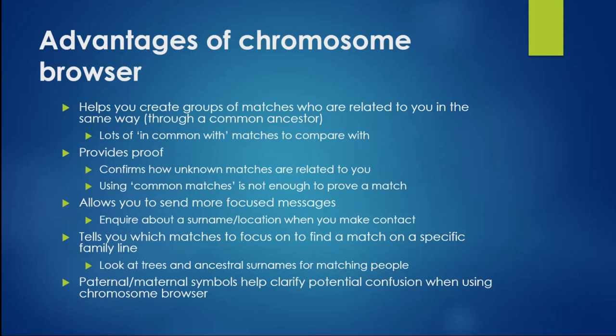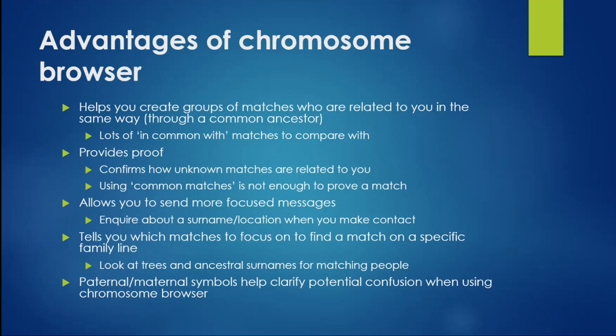And really, the most important thing is knowing what line you're looking at. Because if you can look at a specific family line, it enables you to do more genealogical research in order to try to expand that line. And by doing that, you may find out yourself how this match is fitting into your tree. But don't forget about your paternal and maternal symbols, because they are definitely clarifying any potential confusion when using the chromosome browser. They're very clearly setting out which side of your family they're aligning to, and they then help you to uncover this common ancestor link.